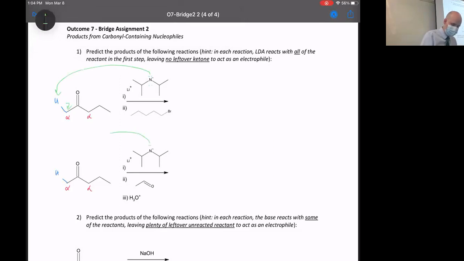But this big, bulky, super strong base, LDA, is always what we will use in the first step of alpha alkylation. And it will always pull a hydrogen off of, if given the choice, the less crowded alpha carbon. But still, always an alpha carbon, always a CH next to a carbonyl.